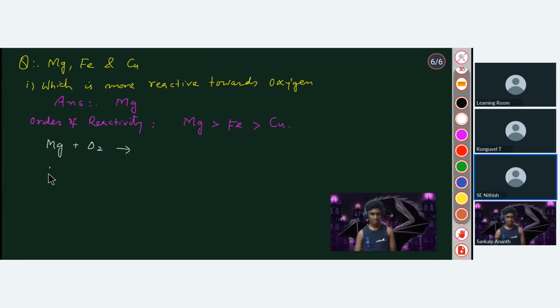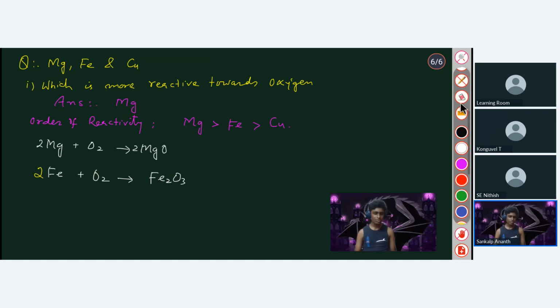Can you complete these reactions? MgO. Okay, MgO. Can you balance it? Yes, sir. 2 Mg plus O2 gives 2 MgO. You have to give 2 Mg also. Next, can you balance the next one? Yes, sir. Fe plus 3 O2 gives Fe2O3. It's wrong, it's 4 Fe. Exactly, sorry, 4 Fe.